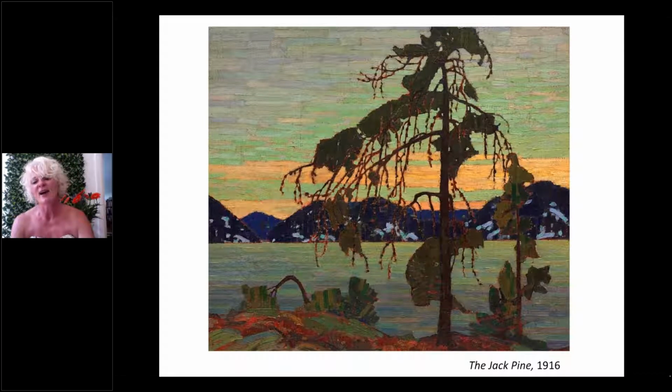What you're seeing right now is Jack Pine. The sketch was probably done in 1915. It was painted as a full painting in 1916. We'll talk a little bit about Thomson's method, the relationship between the sketches and the paintings, a few minutes from now. But this image has really become iconic. It's really become the image of Canada.